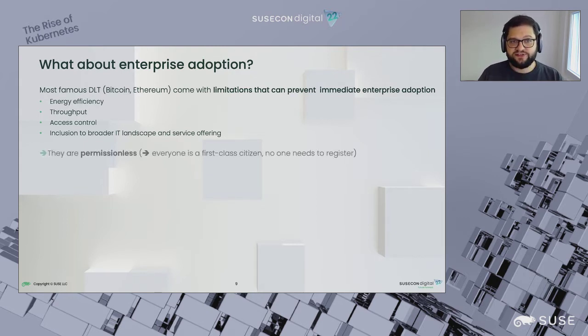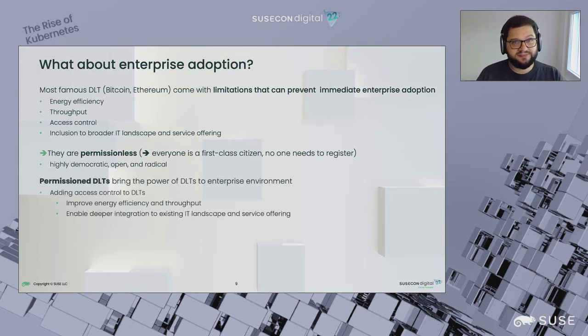All these DLTs have something in common. They are permissionless, which means everyone in the blockchain is a first-class citizen. No one needs to register whatsoever. It's highly democratic, it's very open, it's kind of radical, but it does not necessarily fit what an enterprise needs. And that is why we have permissioned DLTs. So permissioned DLTs, basically, are permissionless DLTs plus access control.